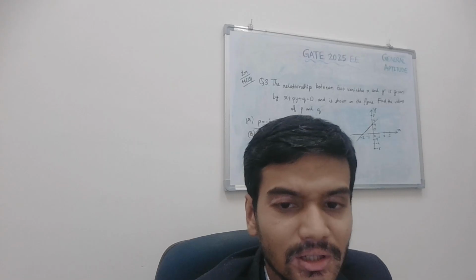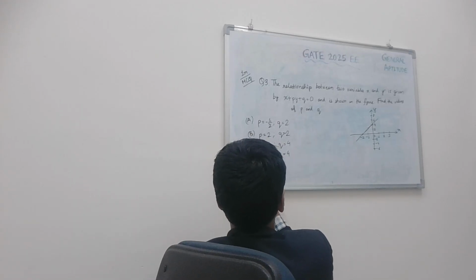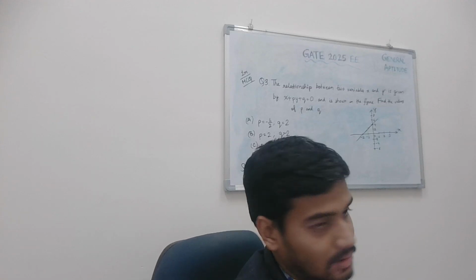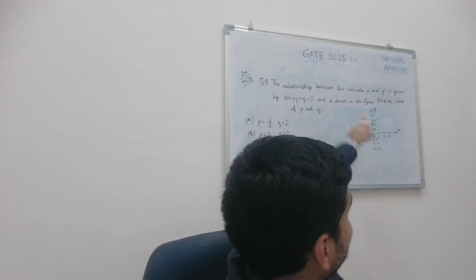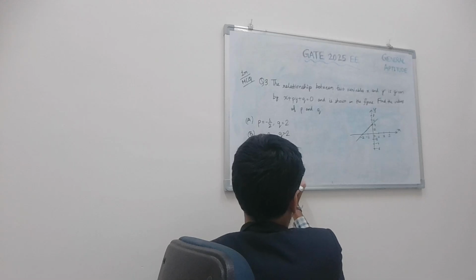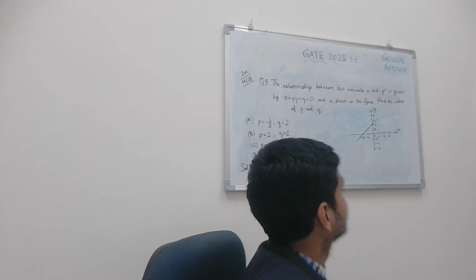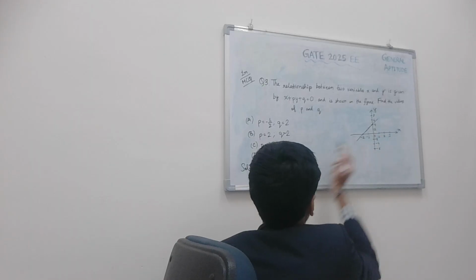Pretty simple question actually. Let's discuss the solution. Solution is very simple. We have to first find the equation of the straight line. So basically we can find the slope of the straight line first. Slope means delta y by delta x. Delta y is 4, delta x is 2.